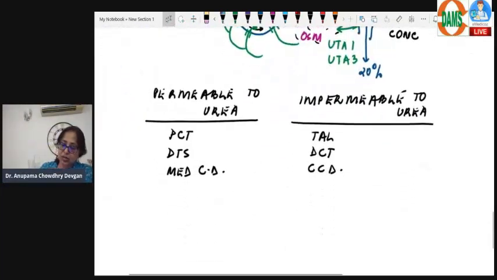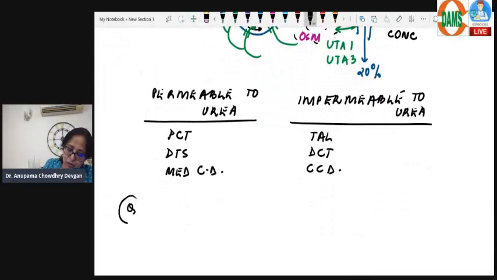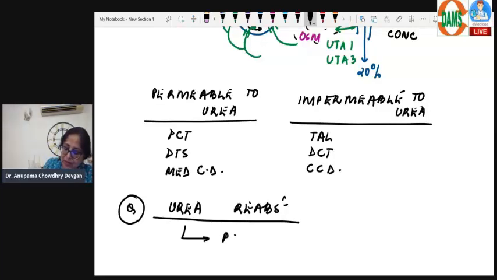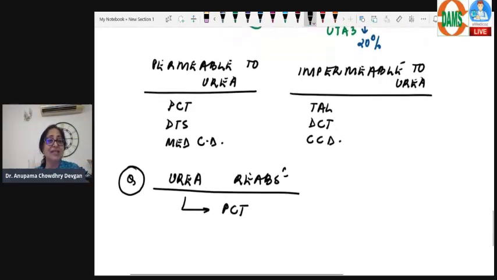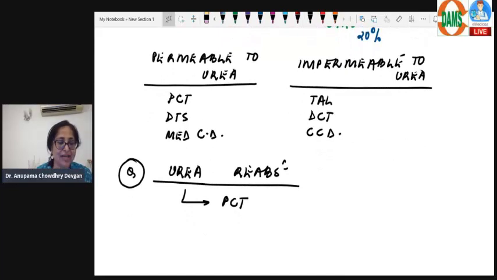If you're asked a question, where does urea reabsorption happen? Urea reabsorption is in the PCT, not in the medullary collecting duct. What happens in the medullary collecting duct is not a reabsorption. It is urea cycling. An advantage of urea cycling is to increase the medullary interstitial hyperosmolality, right?